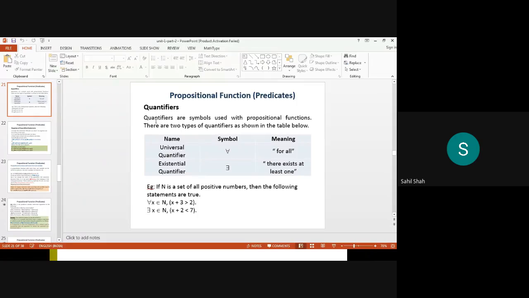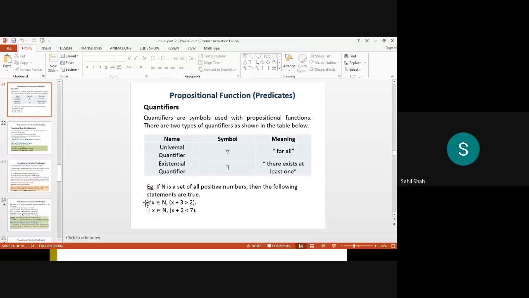So what are quantifiers? Quantifiers are the symbols used with predicates. Forget about propositional function. It is nothing other than a predicate. So there are two types of quantifiers. The universal quantifier is represented using the notation for all. The existential quantifier is represented using the notation there exists. Example, you can observe, if N is the set of all positive numbers, then the following statements are true.